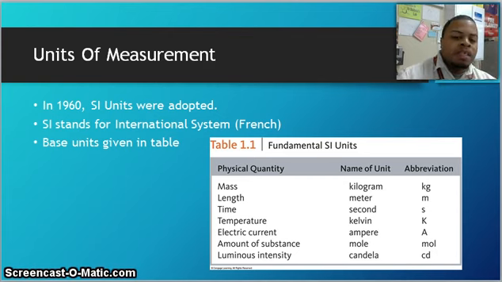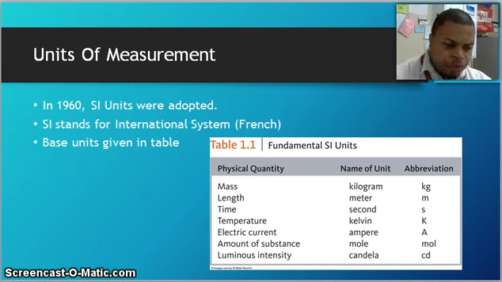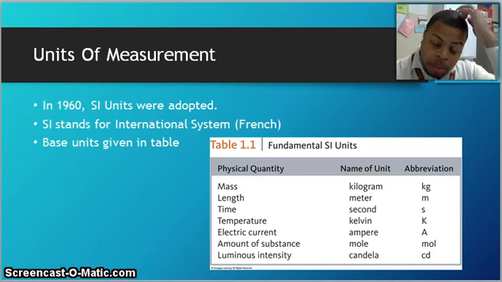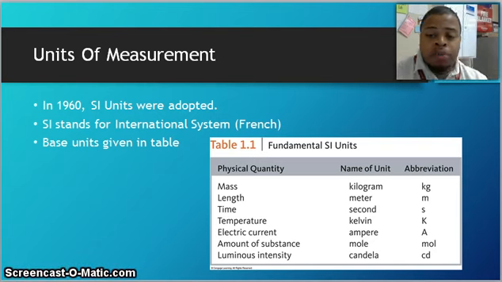Now, from this, they came up with a certain number of base units that we're going to use throughout all of science. These fundamental units are shown here on table 1.1. These are also in your textbook, from mass to kilogram, meter, and so forth down the line. Now, as we continue to go through this, we're going to realize that there are a couple of things that also come into play.